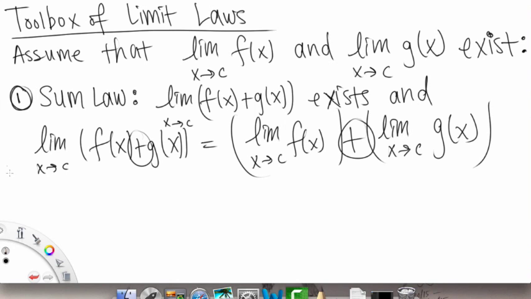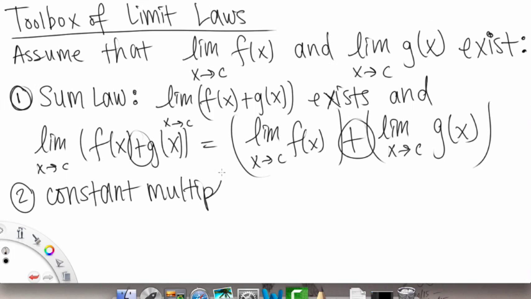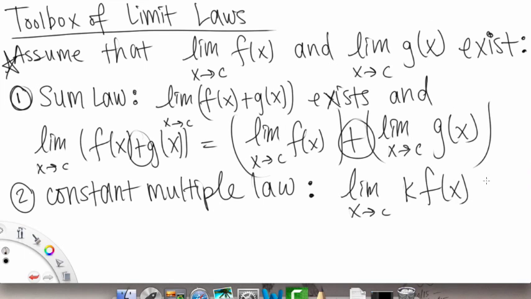And now we'll go over number 2. This is going to be called the constant multiple law. Constant multiple in this sense meaning constant as in just a number, something that stays constant, aka the opposite of a variable, right? So something that's constant, and then we're going to multiply it times a function. So for this, we can say that assuming the top up here, so assuming this starred thing, then the limit as x approaches c of k, which is a constant, times f of x exists.